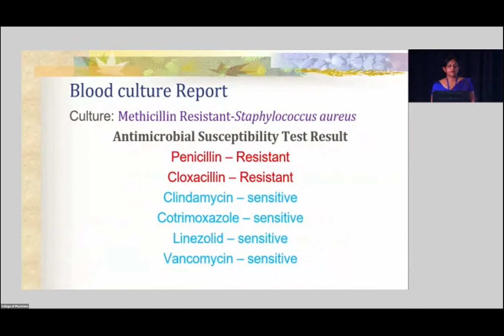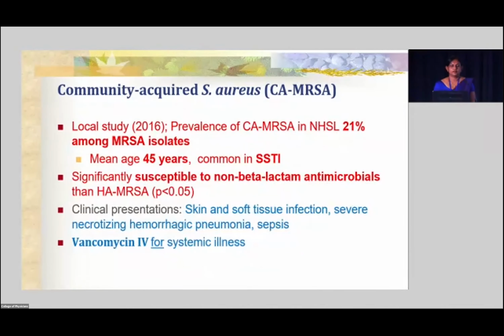So the blood culture report came as methicillin resistant Staphylococcus aureus, which is beta-lactam resistant, but non-beta-lactam sensitive. So these are the common test results that a community-acquired methicillin-resistant Staphylococcus aureus will give versus a hospital-associated strain. Here, we do have community-acquired Staph aureus. It was 21% in 2016, and we do see it commonly in our laboratories. Usually, skin and soft tissue infections are the commonest. And young adults with median age around 40-45 are the common age group.